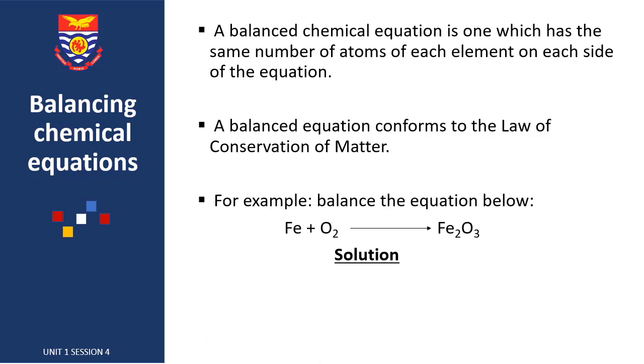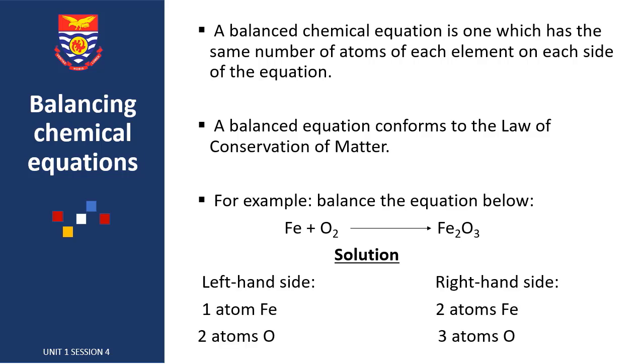So an example is what we have here, where iron combines with oxygen to form iron(III) oxide. This is an equation. How do we balance it? How do we ensure that we have conserved matter? So in the balance, let's look at the left side. What do we have there? How many atoms do we have there? The right side too, what do we have there?